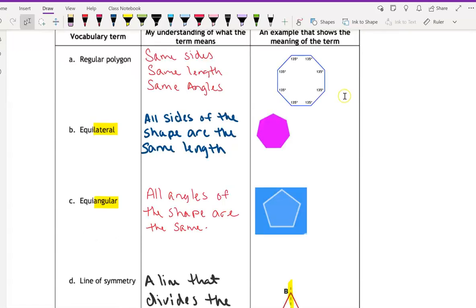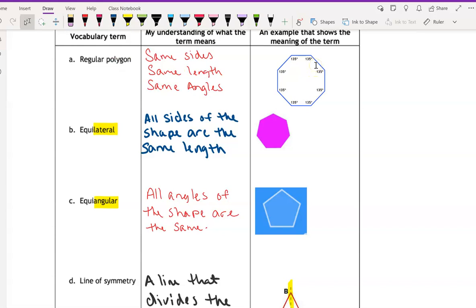Here we go. So a regular polygon has the same sides, same length, and same angles. For example, you can draw this picture here on the right, and you see that this regular polygon has the same length of sides. They're all the same length. And the angles, where you see 135, those little corners, that is the angle for that corner, 135 degrees. Every corner is 135 degrees. That is the definition of a regular polygon.